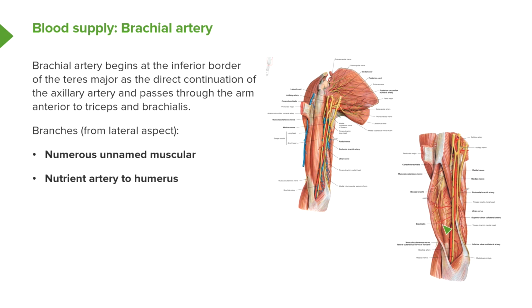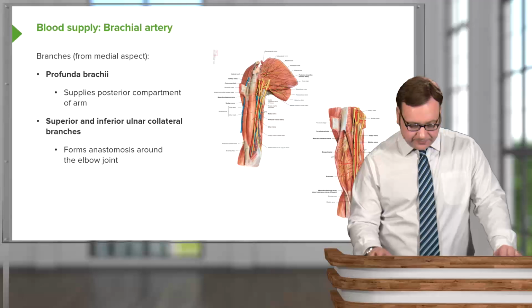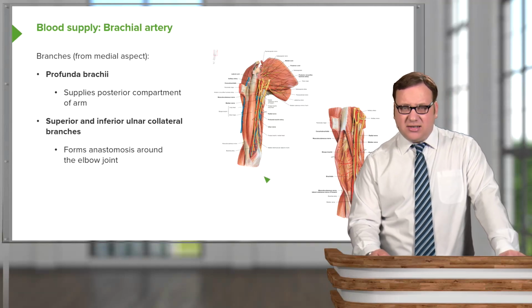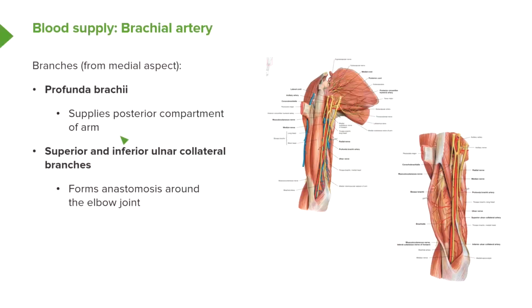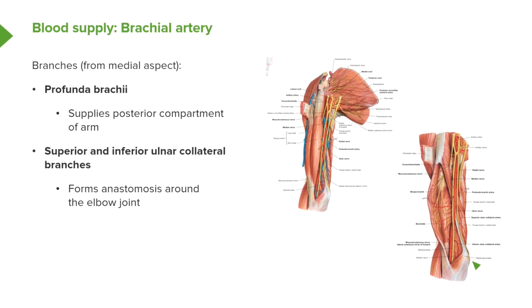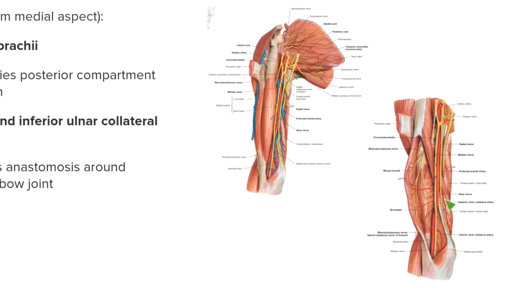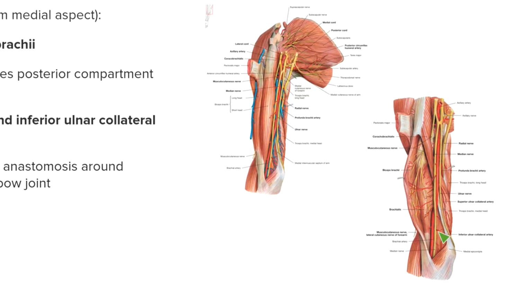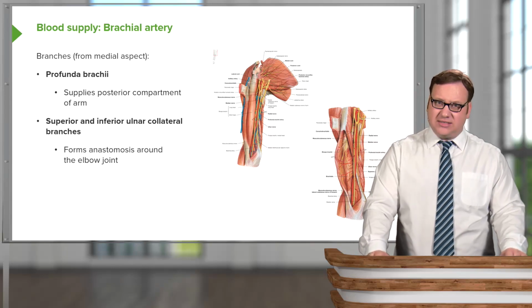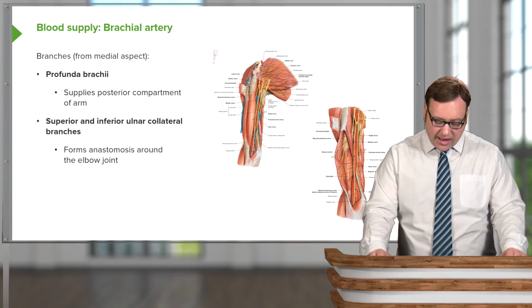Coming off laterally as well is the nutrient artery to the humerus. Like we had a nutrient artery to the clavicle, so we have a nutrient artery to the humerus. Coming away from its more medial aspect, we have profunda brachii, and profunda brachii is an important artery as it supplies the posterior compartment. We can just about make out that passing here. We'll see that in greater detail when we look at the posterior compartment. But it also gives rise to some superior and inferior ulnar collateral branches, and we can see these coming here. We can see a superior ulnar collateral artery running down, and we can see an inferior ulnar collateral artery. And these arteries are important as they're going to form anastomoses around the elbow joint. And we'll see that when we look at the elbow joint in more detail.